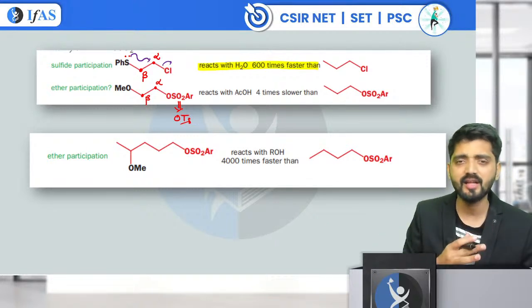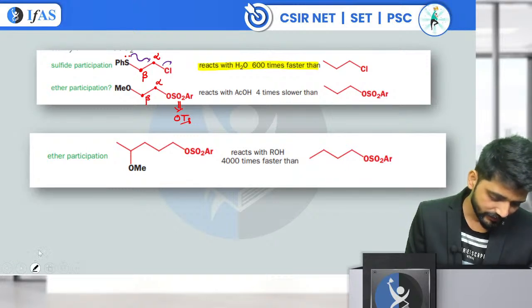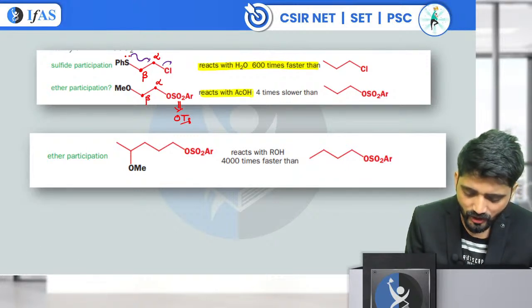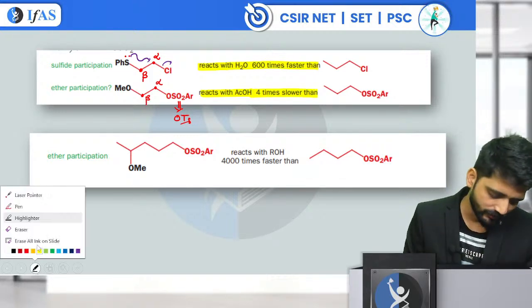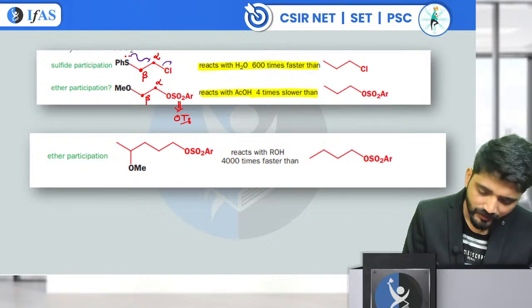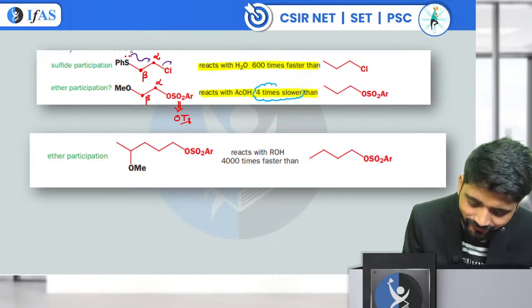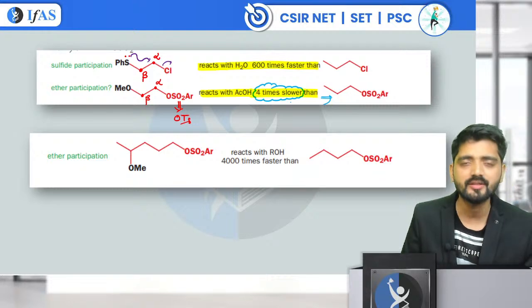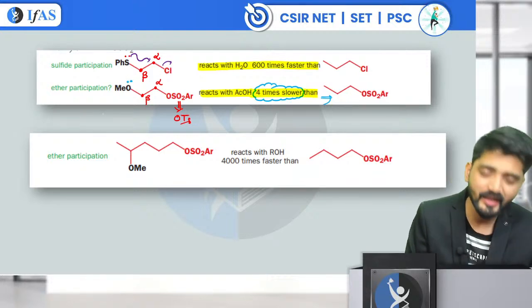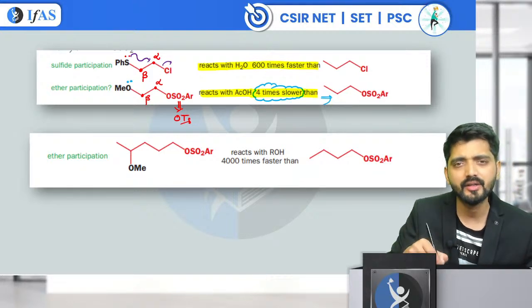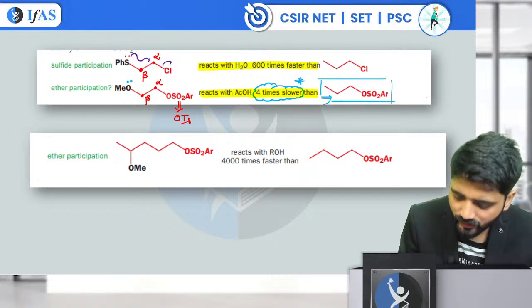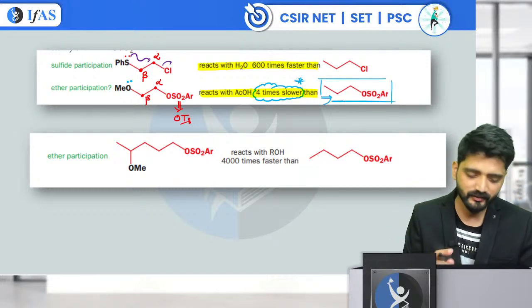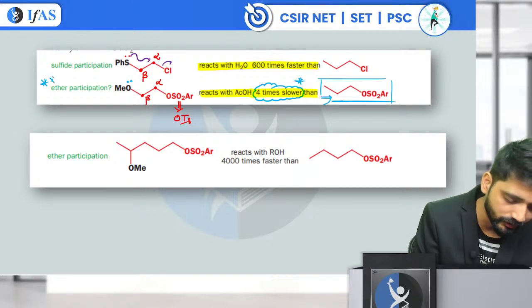But when we see the second scenario, what happens? It reacts with AcOH 4 times slower. This is something which is not digestible. Can you see this? It is saying that it is going to react 4 times slower as compared to this. We have oxygen which has a lone pair. Still, in this scenario, when OMe is a neighboring group, the rate of reaction is 4 times slower as compared to a substrate which does not have any lone pair group. So this particular scenario becomes very important.